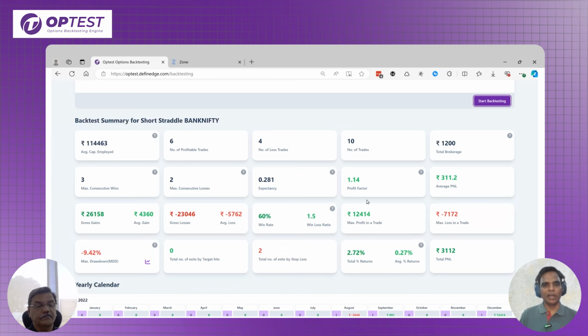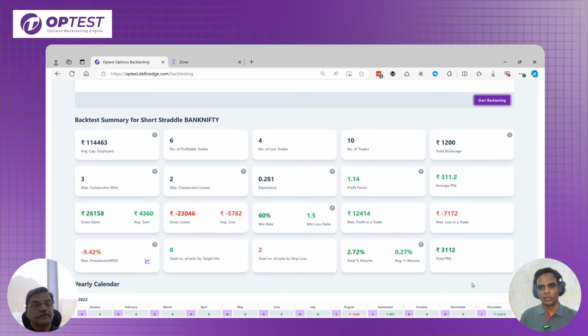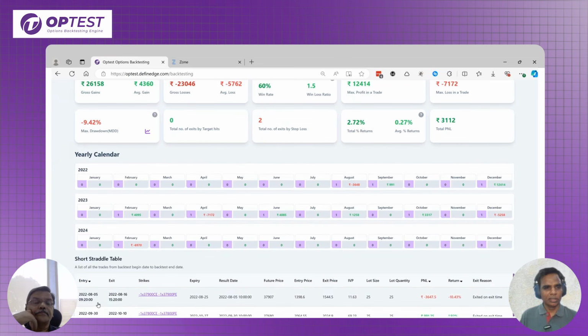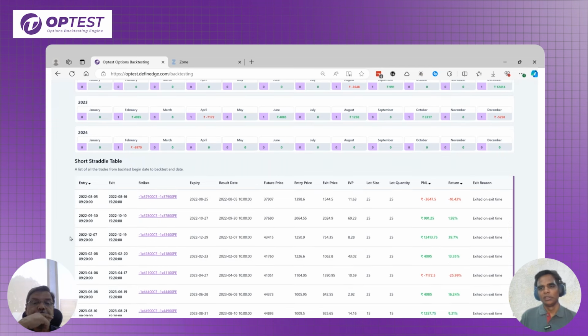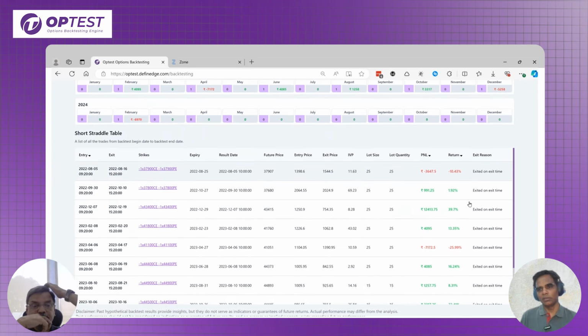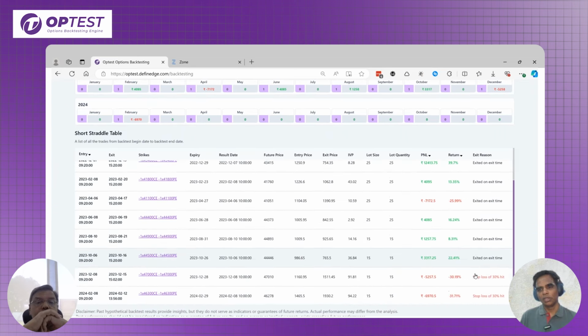So we got 10 trades, 60% win rate, positive expectancy, and these are the returns. So it is entering at 9:20, and so result date is at 10 o'clock. Yeah. So 10 o'clock is around where we get the result. So we are entering just before the RBI announcement. Yeah, just before we are entering. So these are the results. If you look at trade wise, you'll get these results.